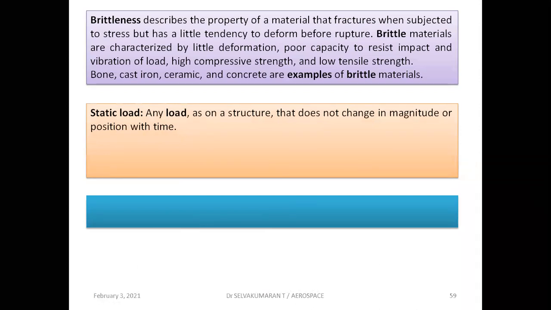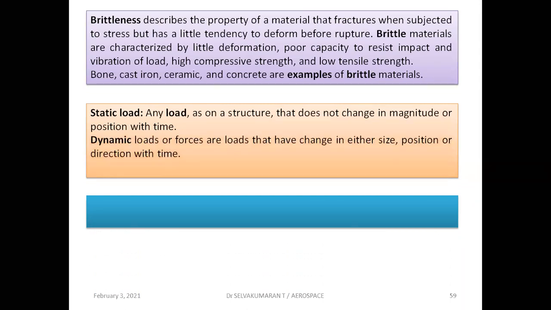Static load. It is nothing but a load which does not change in magnitude or position with respect to time. Dynamic loads change in either shape, position, or direction with respect to time. The sudden load acting on any structural member is defined as impact load.